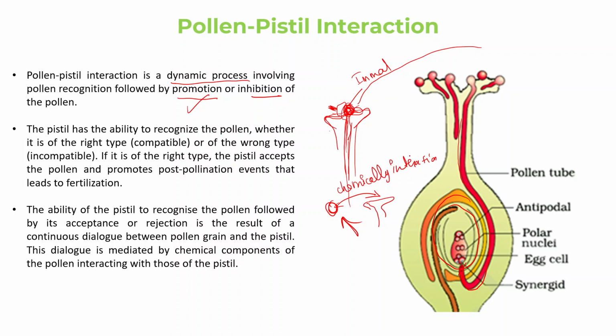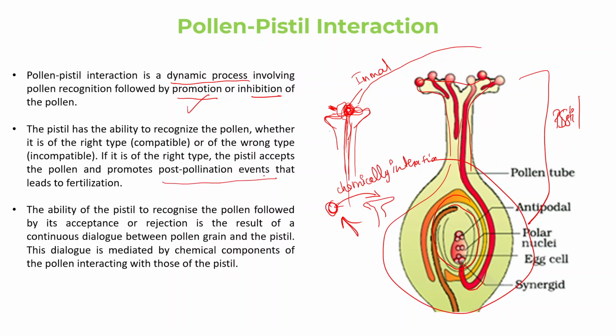The pistil is the stigma, style, and the swollen part, the ovary. Together, they are known as the pistil. This pistil has the ability to recognize the pollen, whether it is of the right type, the compatible one, or the wrong type, the incompatible one. If it is the right type, it accepts the pollen and promotes the post pollination event.